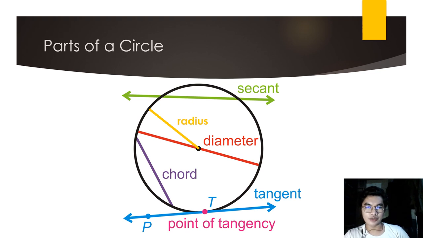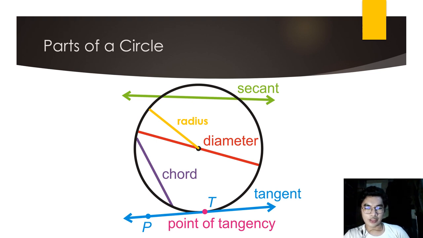Next is the radius. Radius is the distance from the center of the circle to the outer rim. Next is the chord. The chord is a line segment whose endpoints are on the arc or on the circle. Next is the diameter. Diameter is a chord that passes through the center of a circle.